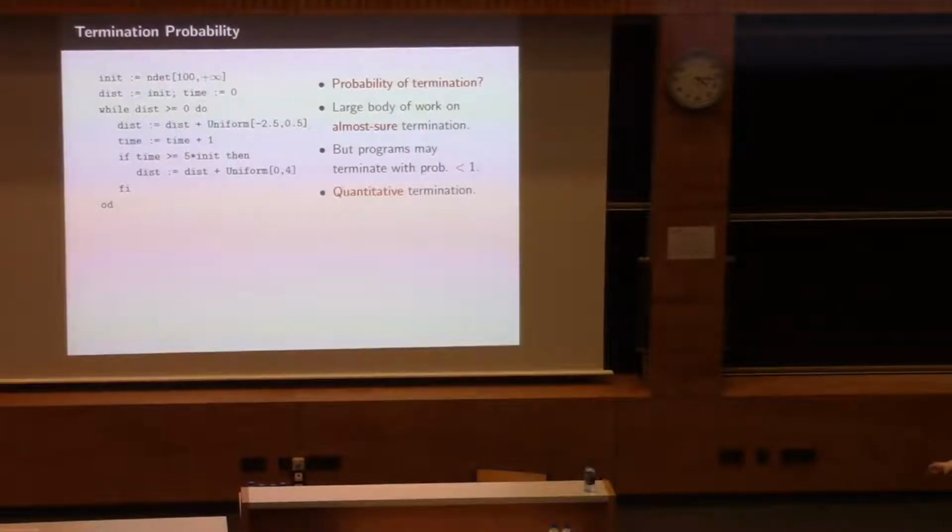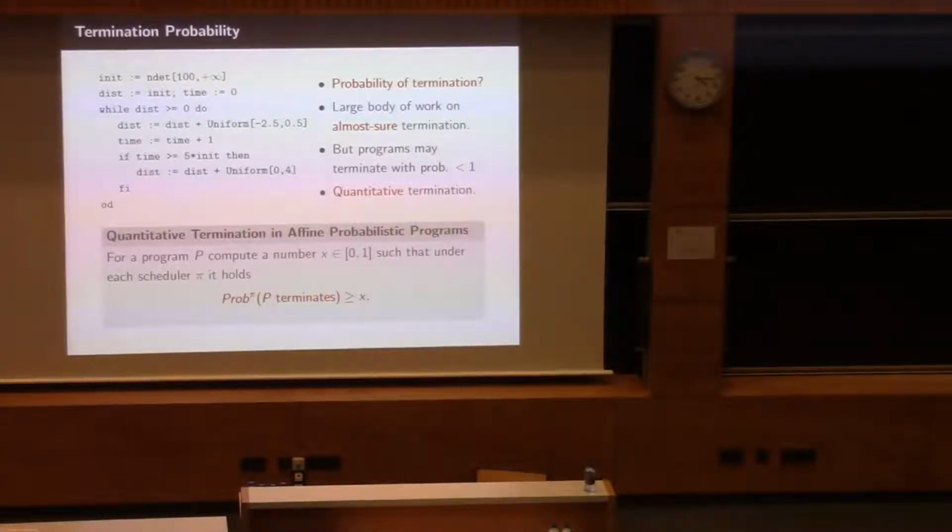So instead of proving almost sure termination, what one would like to do is to compute some lower bound on the termination probability. We want to compute such a number that under each scheduler that resolves nondeterminism in the program, the program terminates at least with this probability. And of course, this bound should be informative. It should be as close as possible to the actual termination probability, not like returning 0 for each program or something similarly useless.